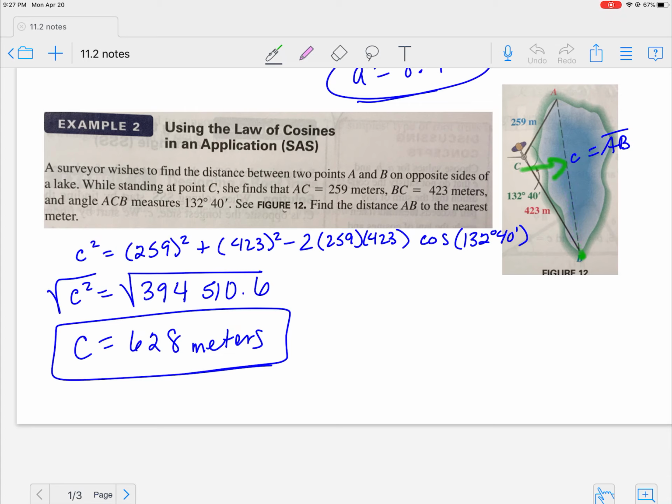Okay, I know this is across from there, so this would be side a, across from angle A. This would be side b, across from B, and you literally plug those in. Plug in everything that you have and be grateful for your calculator. Man, there's no way I would be doing all that stuff. Then when you square root it, say another little thank you to your calculator. And you come up with 628 meters.